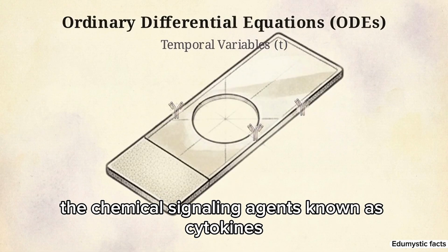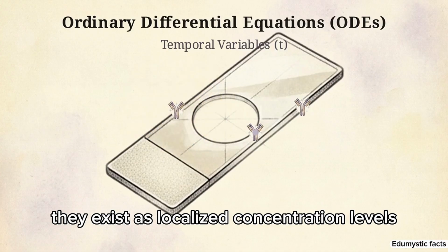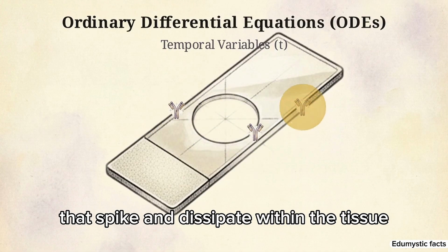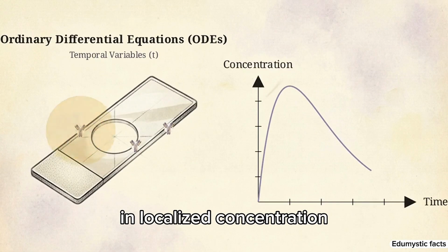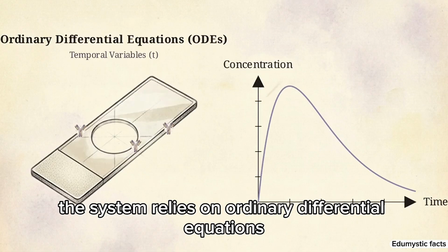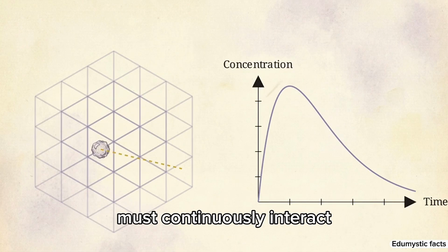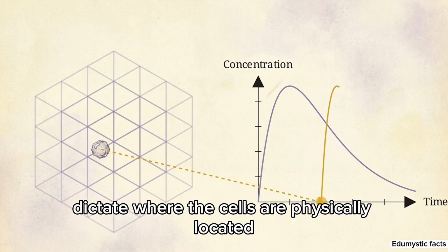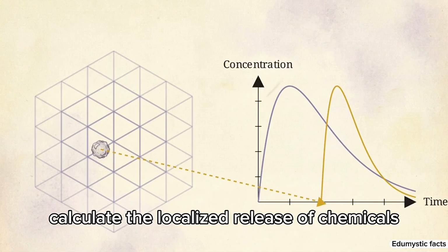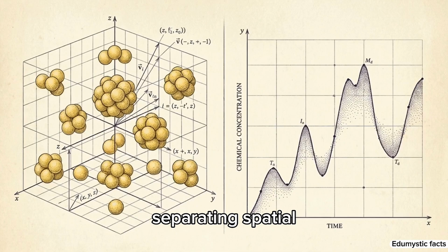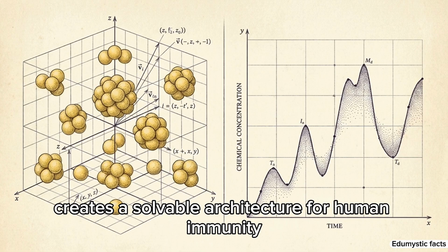The chemical signaling agents, known as cytokines, behave differently. They exist as localized concentration levels that spike and dissipate within the tissue, rather than physically migrating across it. To model these temporal fluctuations in localized concentration, the system relies on ordinary differential equations, or ODEs. These two mathematical models must continuously interact. The PDEs dictate where the cells are physically located, and those locations dictate where the ODEs calculate the localized release of chemicals. Separating spatial cell dynamics from temporal chemical signals creates a solvable architecture for human immunity.